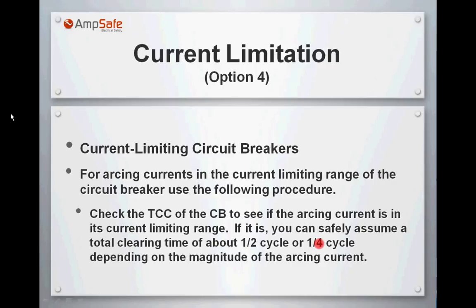So in that way, you have a tripping time for current limiting breakers in the current limiting range, and then with that time, you can plug it into the equations and calculate the lower arc flash incident energies due to the current limitation effects of current limiting circuit breakers.